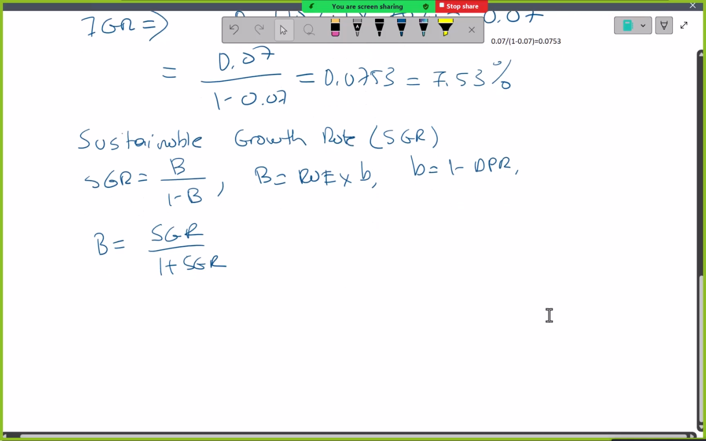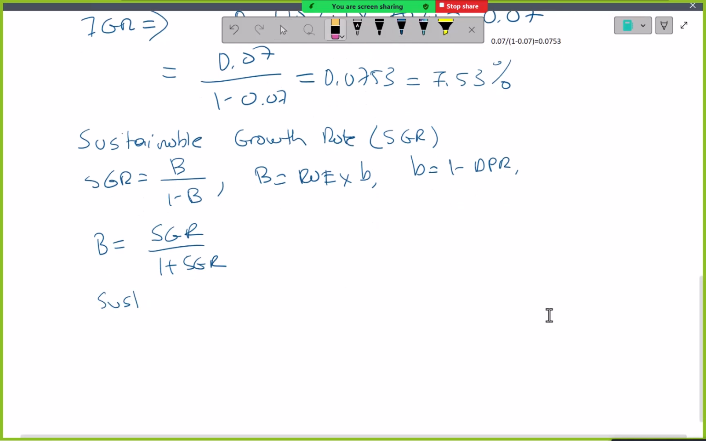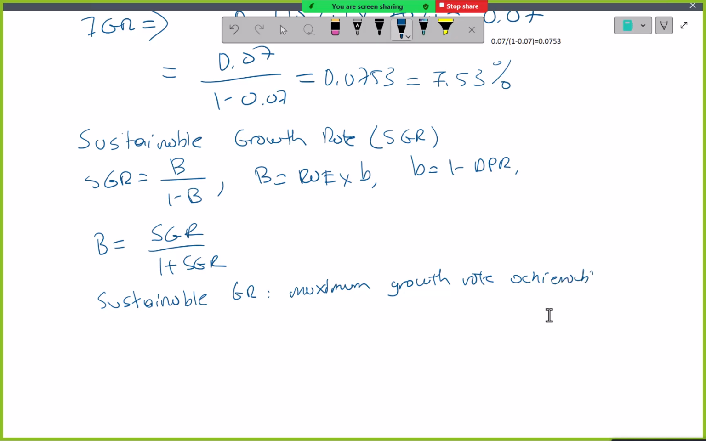now first let's explain what sustainable growth rate is. Maximum growth rate achievable using internal or external resources, which means you are allowed to issue new equity or you are allowed to borrow new monies, provided that the debt equity ratio remains the same.